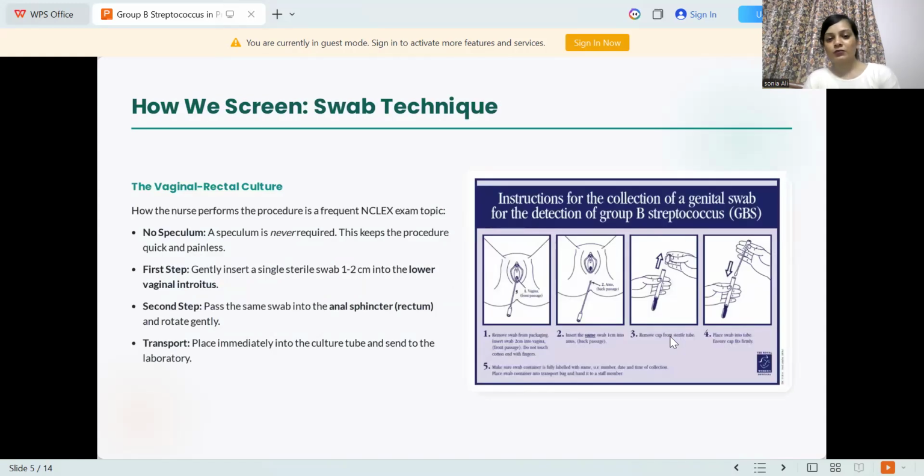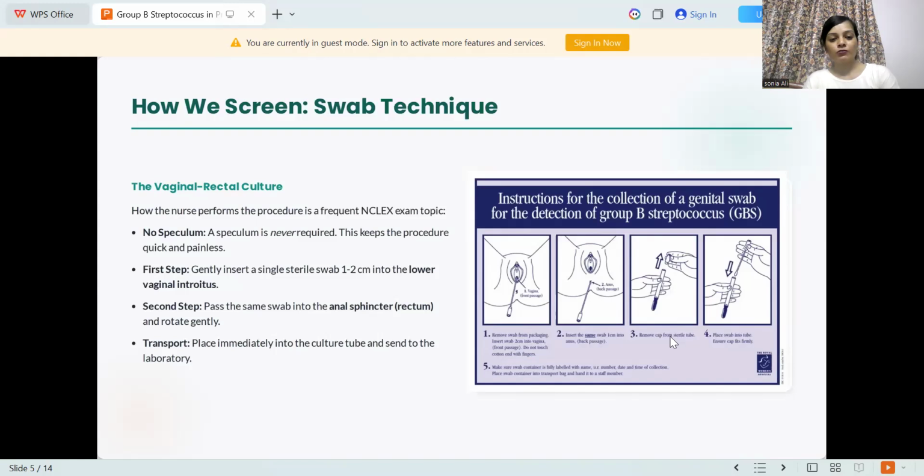Now, how do we screen? We see the swab technique in this slide. The vaginal-rectal culture: we have to identify how the nurse performs the procedure, which is a frequent NCLEX exam topic. They may give multiple choice questions, and you need to know the technique. No speculum means there is no need to use a speculum during this swab test. This keeps the procedure quick and painless.